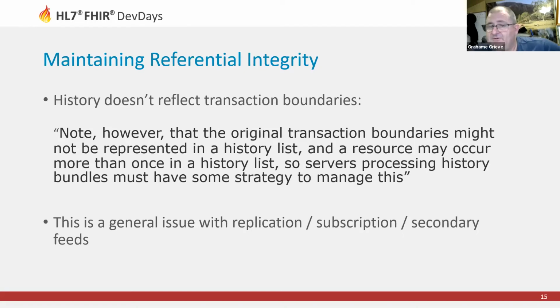Now, that's specific to FHIR history bundles, but it's a general issue with subscribing or replicating or secondary feeds from a primary database, which is that almost always those can be out of order. It's a version of the asynchronous problem. Those can arrive out of order, and so the secondary feed has to say, well, I just have to suck it up and get what the server enforces. So secondary servers almost always can't enforce referential integrity.